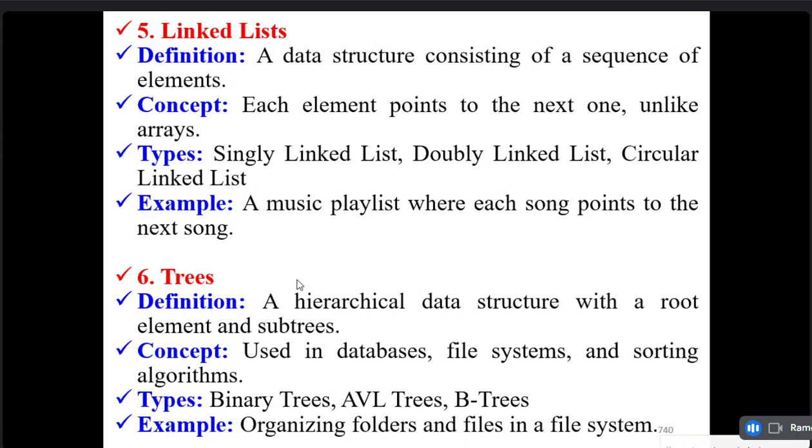Pre-order means root must be first: root, left, right. And post-order is left, right, root. Post means root last. Left, right, root.